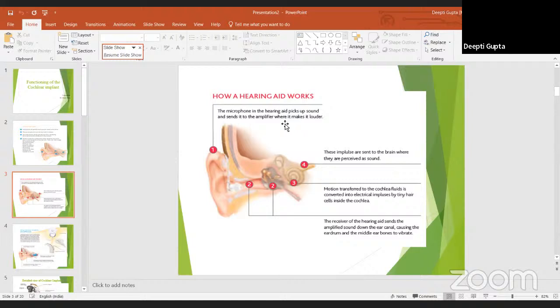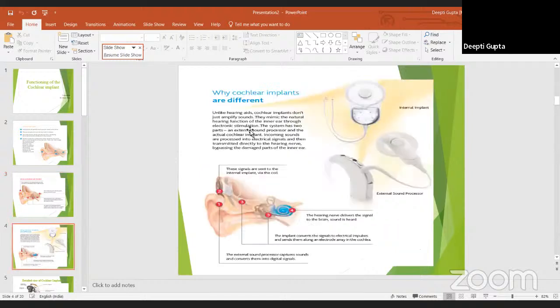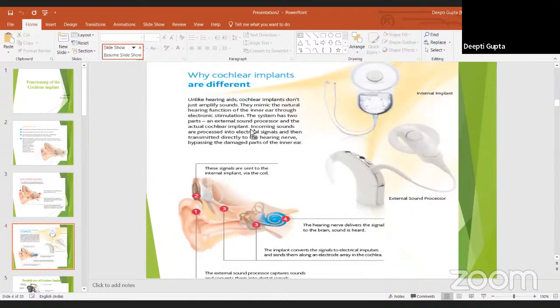In that case, what is beneficial? In that case, cochlear implants come into the picture. What will it do and how is it different, let's understand it. Unlike a hearing aid, a cochlear implant doesn't just amplify sound. It doesn't amplify the sound. While what does it do? It mimics the natural hearing function of the inner ear through electronic stimulation. It will give us the electronic sound.